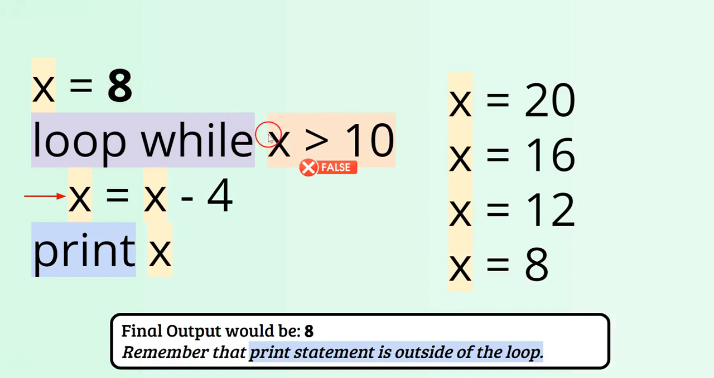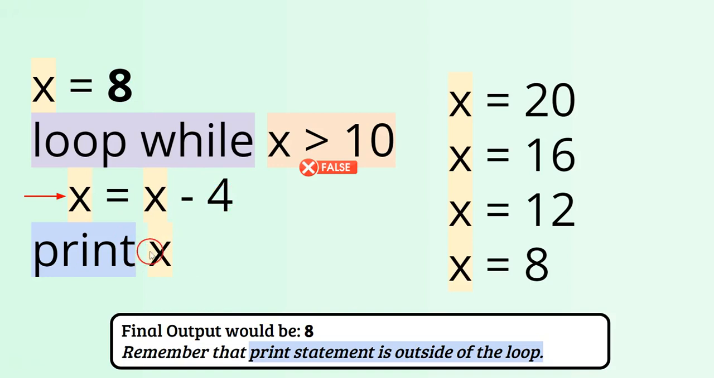And then is 8 greater than 10? No, 8 is not greater than 10. So currently x equals 8. The loop is going to stop here because this statement is false. And now we print x. And because we print x after we did this loop 1, 2, 3 times, we are going to print 8. X equals 8 at this point.